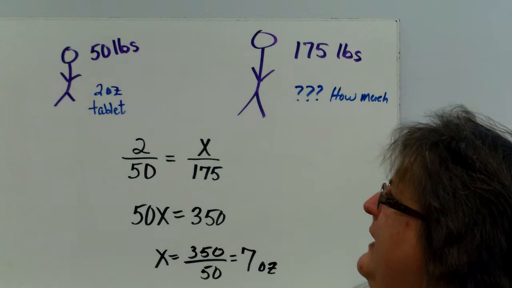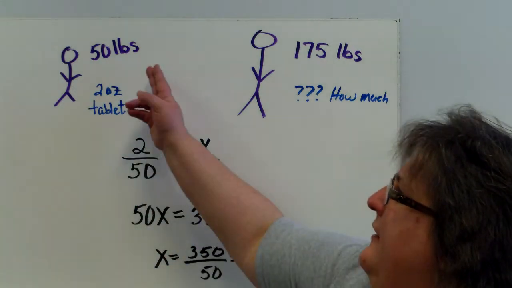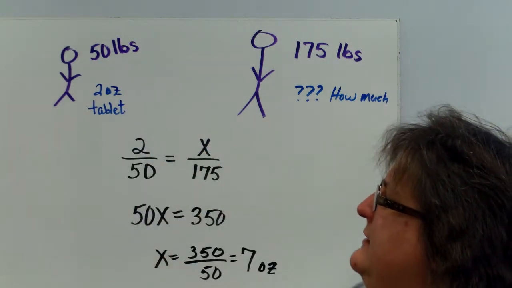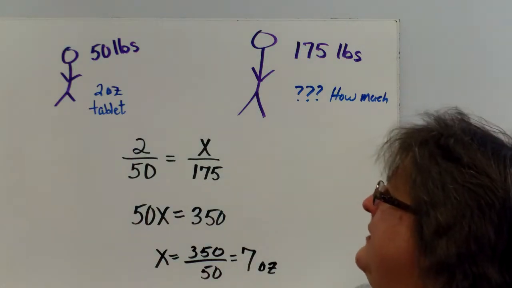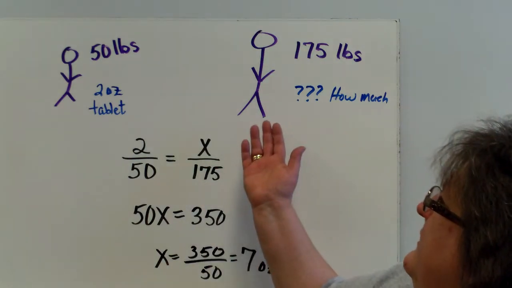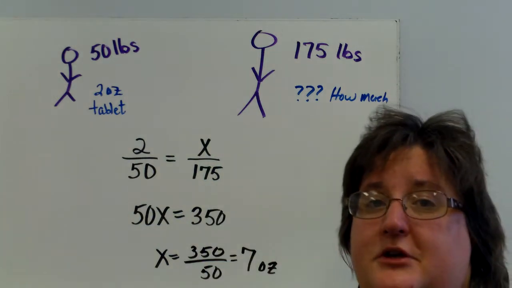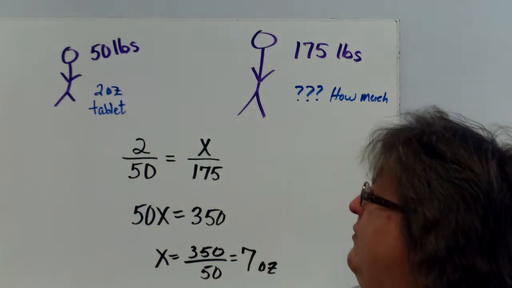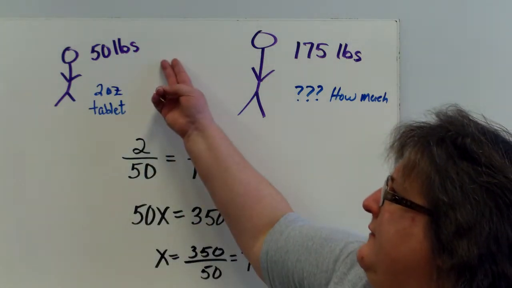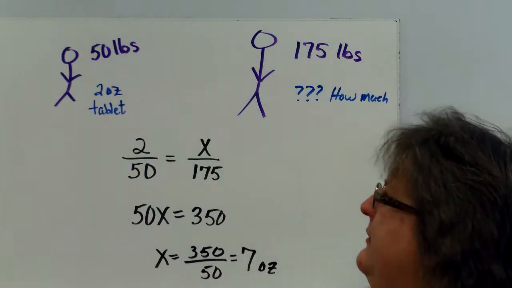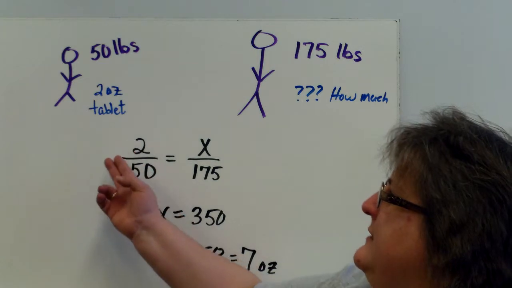So here we go. We have a little scenario here: when you're 50 pounds, it takes a 2-ounce tablet for your medication. But now you're 175 pounds. How much medication should you take? Well, proportion. Notice how we have one complete thought. 50 pounds, 2-ounce tablet. All right, so we have our medicine to the tablet.